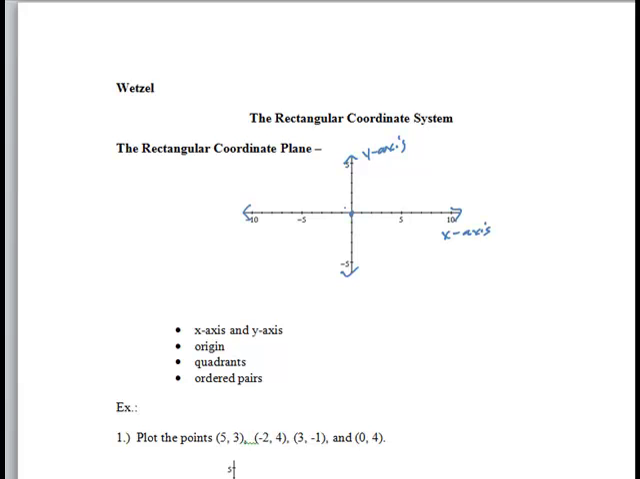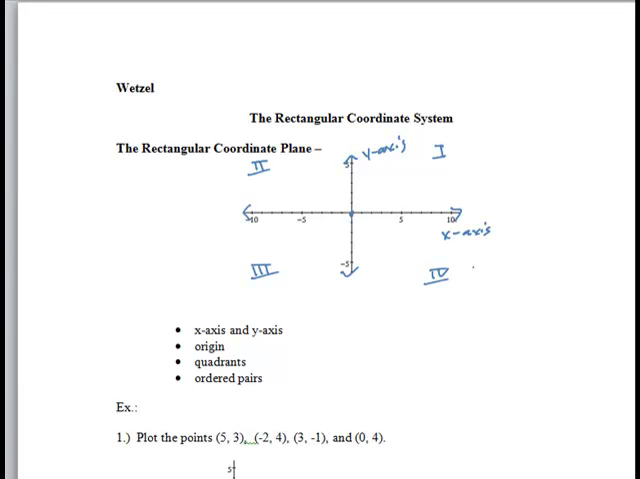And these two number lines then divide up a plane, or your paper if you will, into four different parts called quadrants. Quadrant 1 is in the upper right hand region. Quadrant 2, moving counterclockwise, upper left hand. Quadrant 3, and quadrant 4.